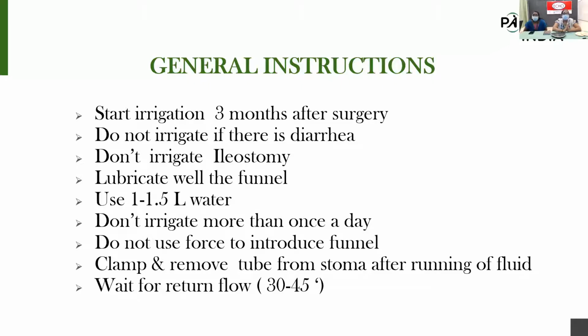So what are the general instructions we will give before the colostomy irrigation? Start irrigation 3 months after surgery. Do not irrigate if there is diarrhea. Don't try to irrigate if there is existing diarrhea. Then don't irrigate in an ileostomy. Before the irrigation, always lubricate the funnel. Okay. For colostomy irrigation, use 1 to 1.5 liters of water.